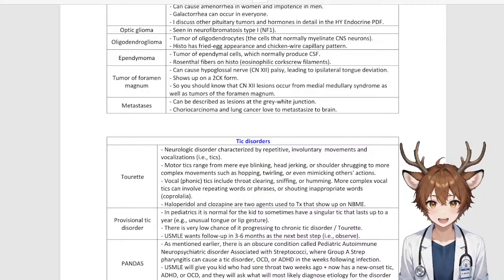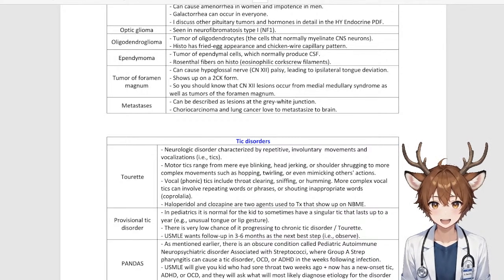Optic glioma, seen in neurofibromatosis type 1, NF1.